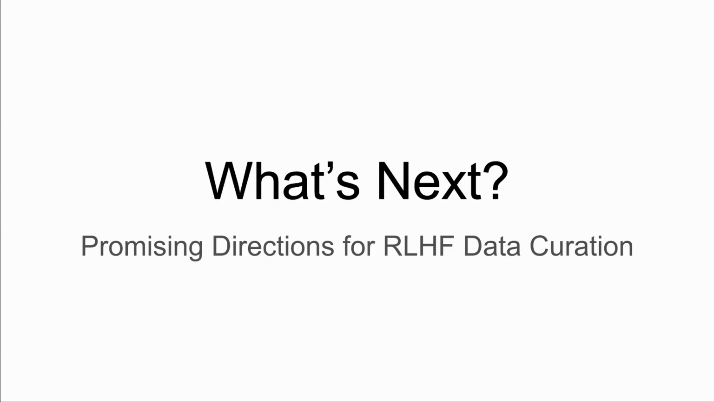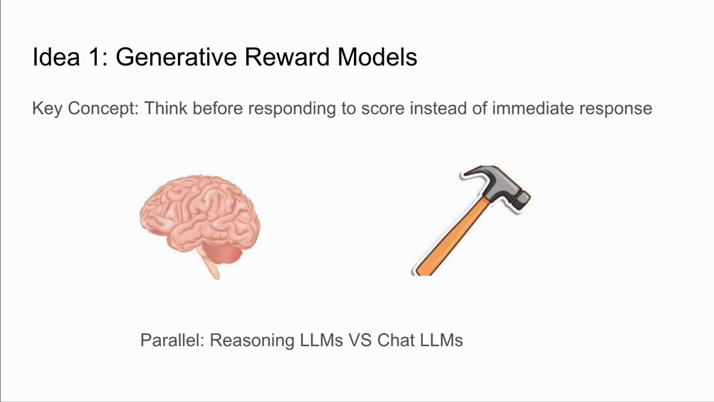Okay, so I'm coming to the last part of my talk, and I want to discuss some promising directions for RLHF data curation. So the first part is generative reward models. For most of my slides previously, they were all Bradley-Terry reward models, and they're super efficient in the sense that you only really require about 1 token of compute to generate the overall reward.